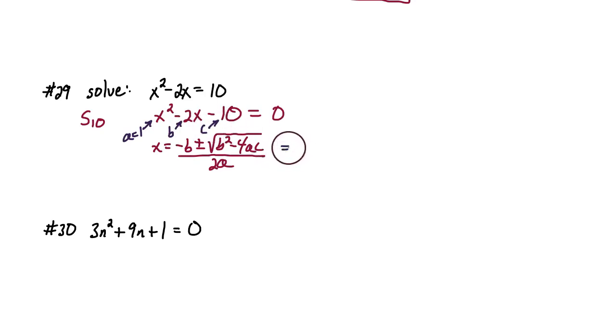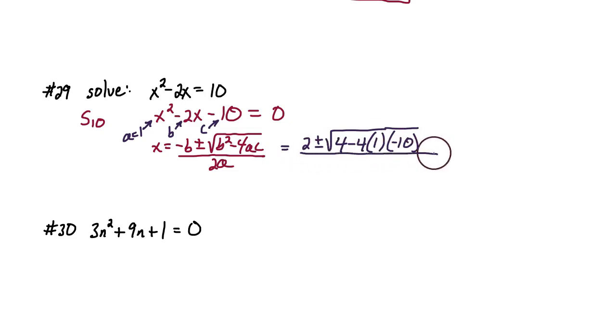Let's make our substitutions. When it says negative b, we're going to get 2. In the radical b squared, negative 2 squared makes a 4. The letter a is 1, and the letter c is negative 10. That's all divided by 2 times a. Well, a is a 1, so what's 2 times 1? That makes 2. Okay, next step. Let's work in the radical.